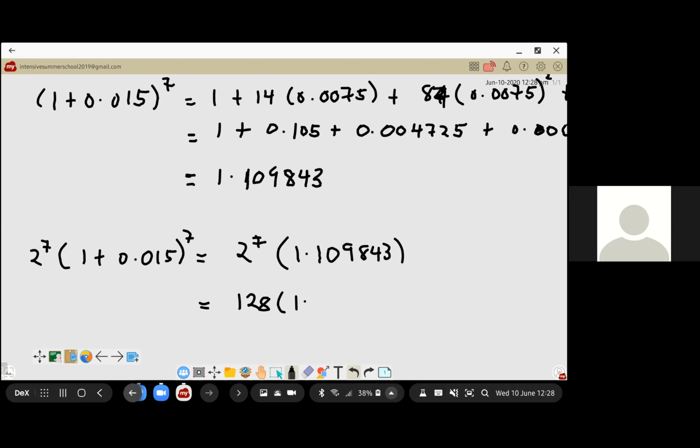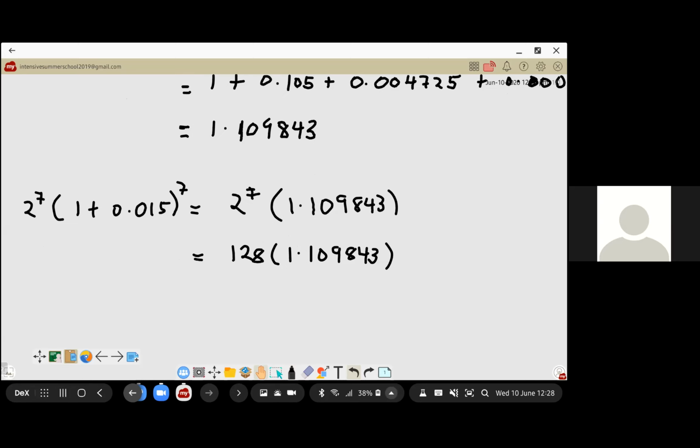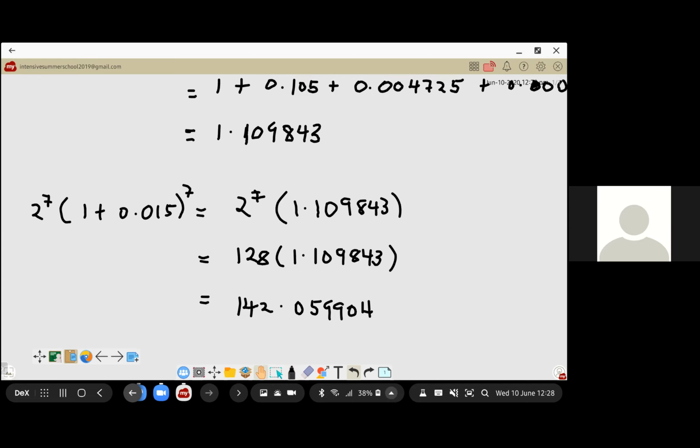142.05. So we are getting this. Okay. So we end up getting what? 142 point what? 0.05. 0.05, 99, 04. Good. But the question said we should leave it to how many decimal places.